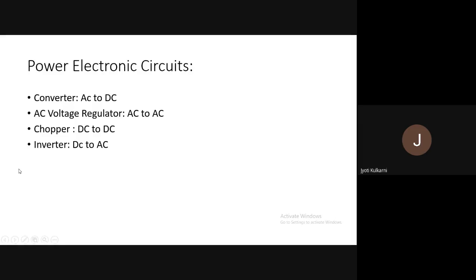And the last application is inverter, that is DC to AC. Now, is it clearly understood to everyone? What are the different four applications and what exactly is the difference between each other? Because you may get this question in your oral exam of power electronics. What are the different applications of power electronics and how do they differ from each other?